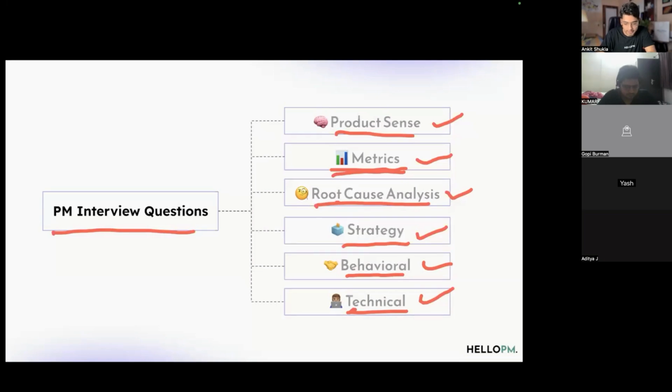Technical questions, no matter whether you are a technical person or non-technical person, in product management, you need to have some basic understanding of tech that is being assessed in the technical interview rounds.